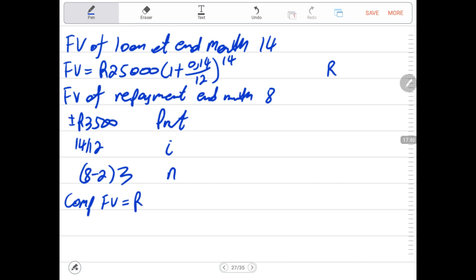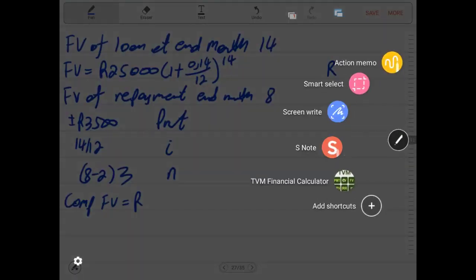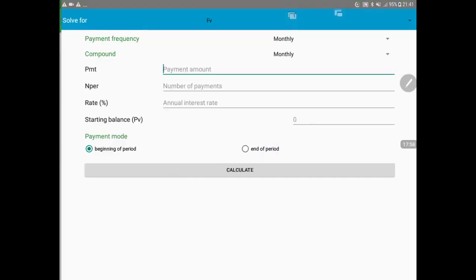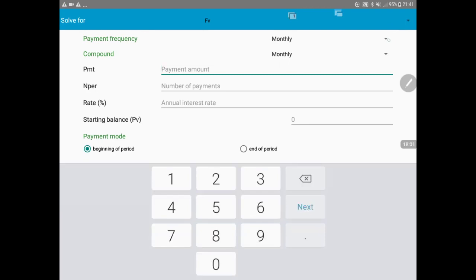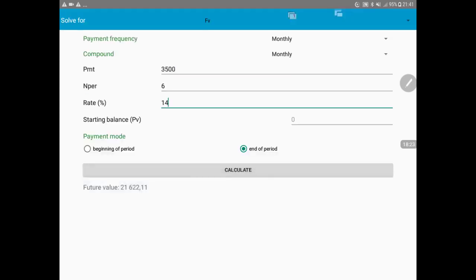Now we can go to our smart calculator. We know how much we are paying. We are looking for the future value of an annuity. Even if we say present, we're looking for the future value. Then compounded monthly, frequency of compounding also monthly. PMT is 3,500, N is 6, interest is 14. Payments are made at the end of the month, and we calculate the future value. Just to verify that we have done this right. It is correct, 21,622.11.